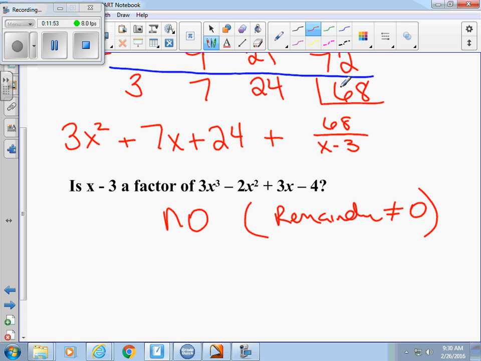Good question. If it were a different problem, I'd need to do the synthetic division. But if the remainder is 0, then it's not a factor. If the remainder is not 0, then sorry, did I say that one? If the remainder is 0, it is a factor. If the remainder is not 0, it's not a factor.